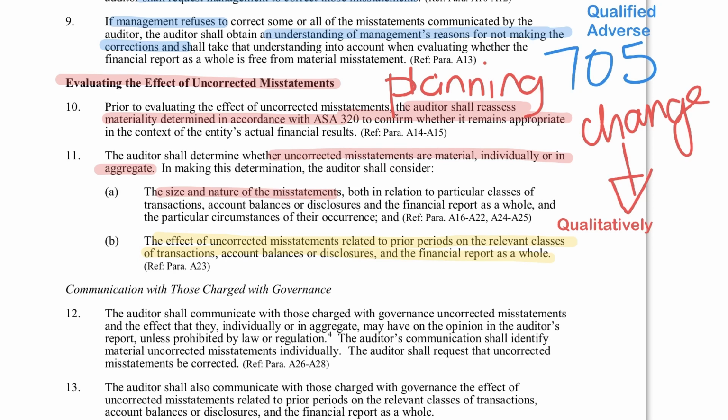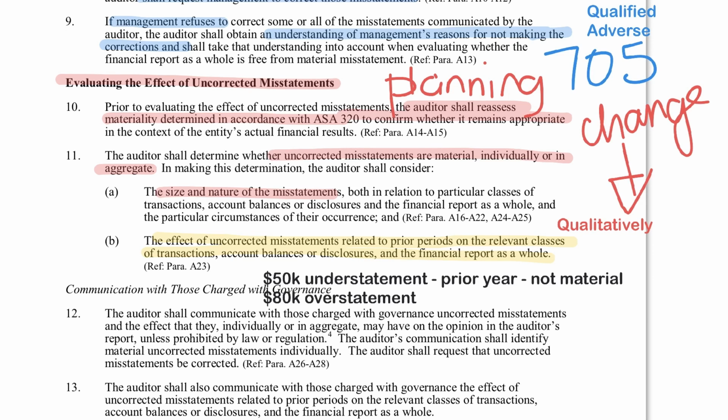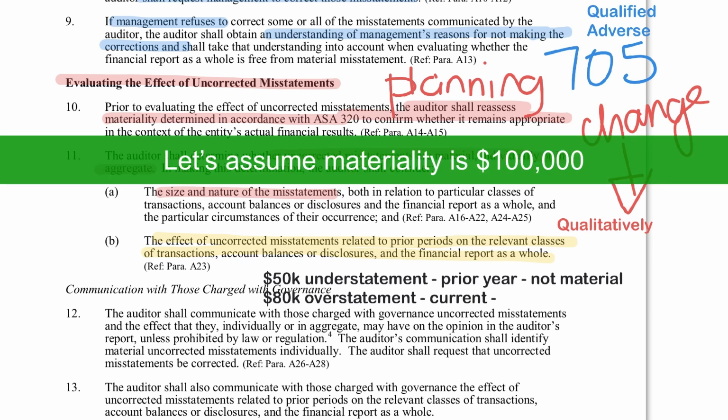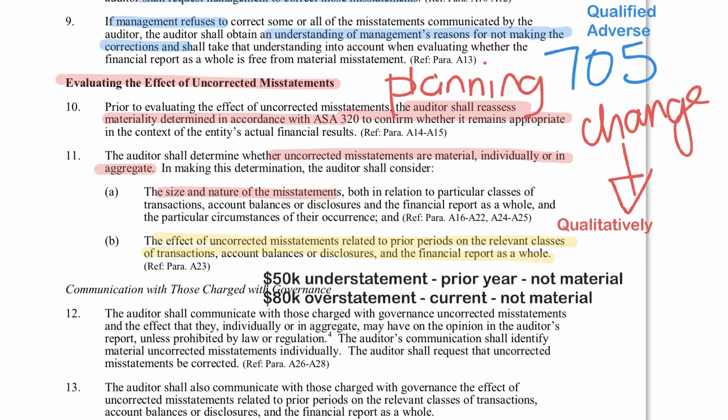Because, and you might think, well, why do I need to think about last year if I'm only looking at this year? Well, if you had a $50,000 understatement in an account last year and in the prior year, and you decided that that was not material, okay? And then this year you have an $80,000 overstatement. That's the current year, which again, you might decide, let's say materiality is 100,000, you might say not material.